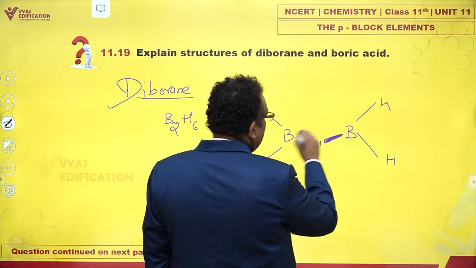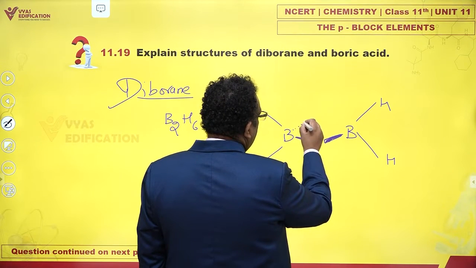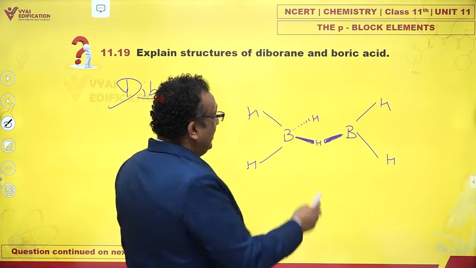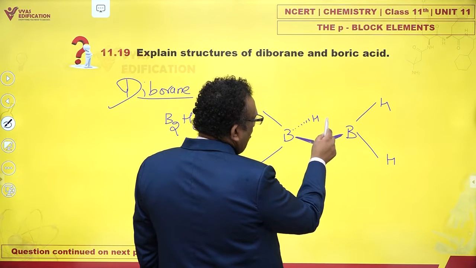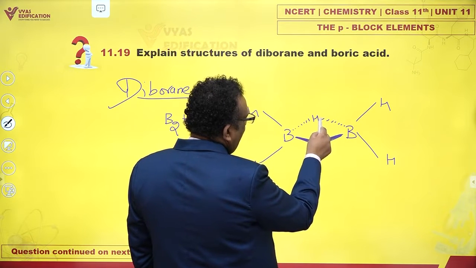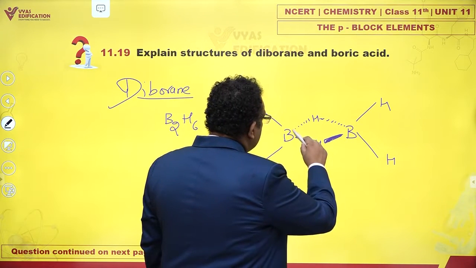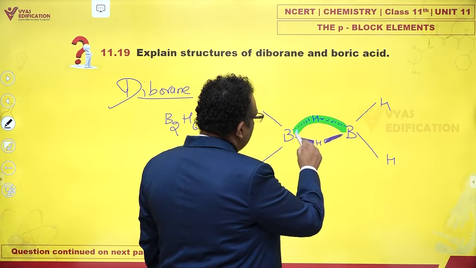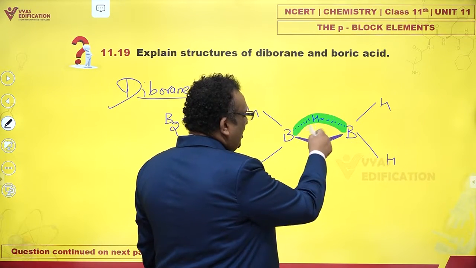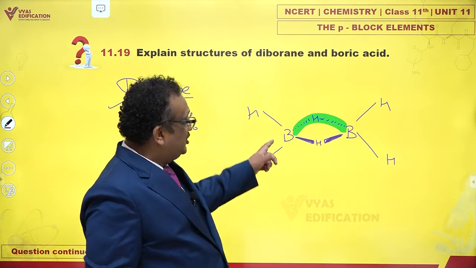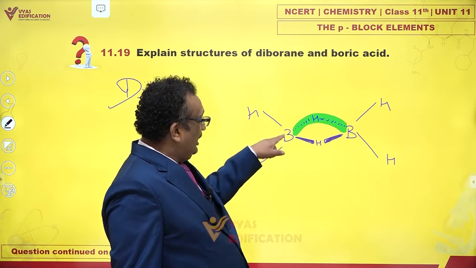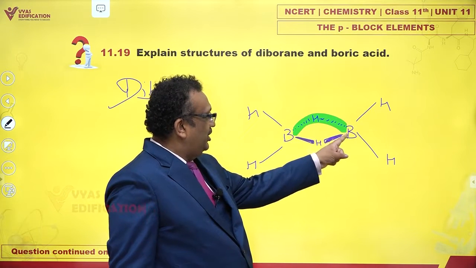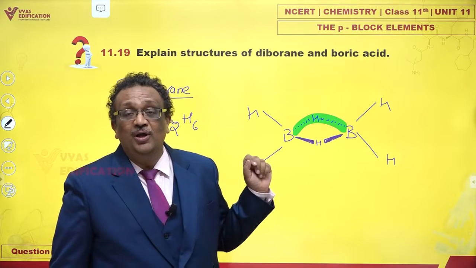What happens is that if, say, this boron has a BH bond, then the electron of this BH bond is also attracted by the other boron atom like this. What you get is the so-called 3-center 2-electron bonds. What does it mean? There are only 2 electrons in a BH bond, but those 2 electrons are also pulled on this side. So it's 1, 2, 3. It's a 3-center 2-electron bond.